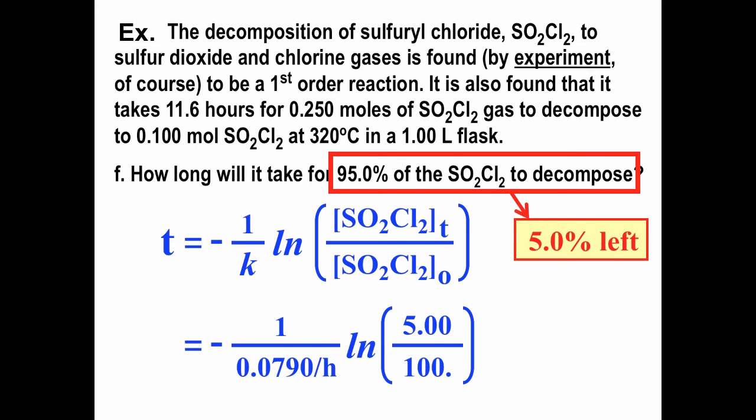Therefore, if we plug our numbers in here, K is 0.0790 per hour as before, and then we could figure out our actual concentrations if we wanted to, but if we start with 100% of SO2Cl2, then after 95% of it has decomposed, we have 5% of it left, so the ratio is 5 over 100, and plugging in gives us 37.9 hours for the amount of time it takes for 95% of the SO2Cl2 to decompose.